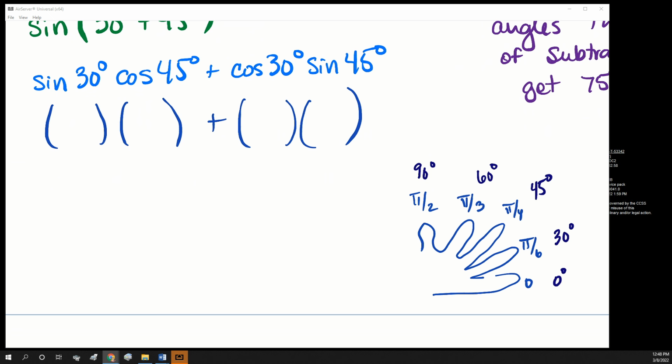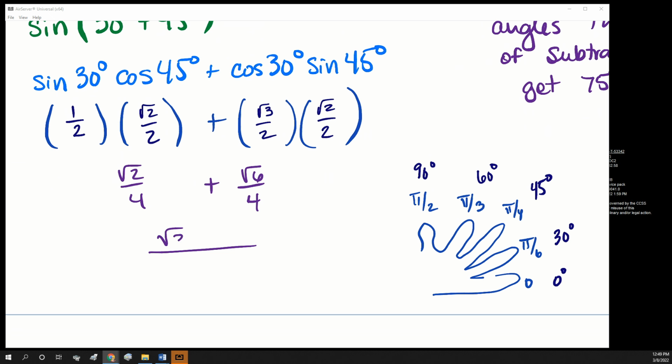So if we want to do the sine of 30 degrees, you use the 30-degree finger, which is the ring finger, and it's the square root of the bottom over 2. 45 degrees, middle finger, square root of the top over 2. 30 degrees, cosine is going to be the square root of the top over 2. And sine, square root of the bottom over 2. So this is going to look just like our answers did yesterday. When we multiply our fractions together, we should get some combination of square root of 2 and 6 in the numerator, and then 4 in the denominator.